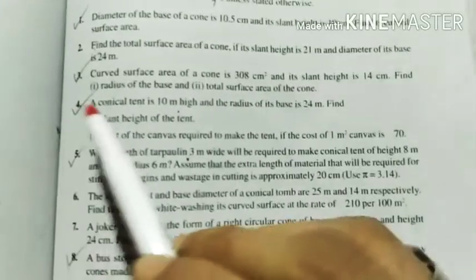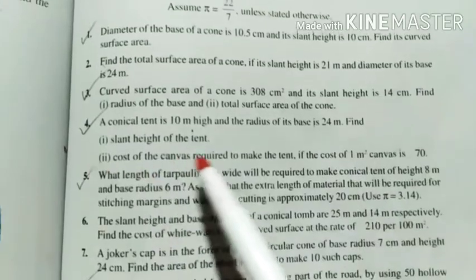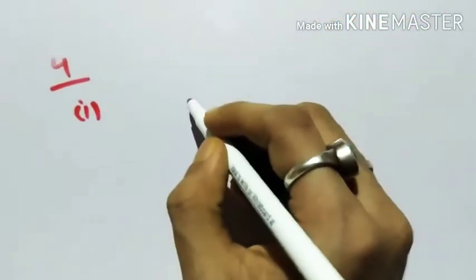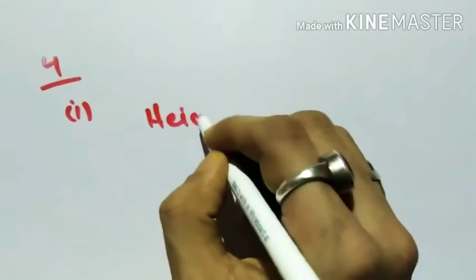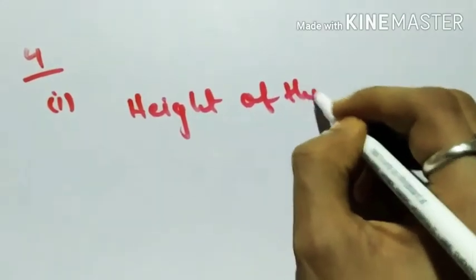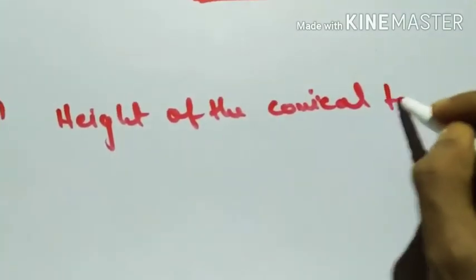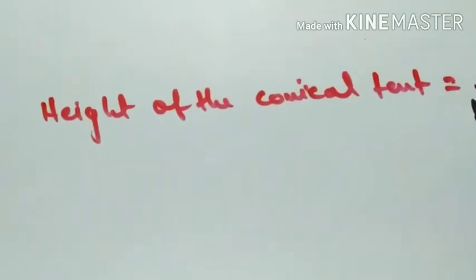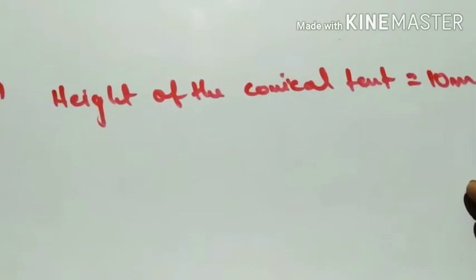Now question number 4, a conical tent is 10 meter high and the radius of its base is 24 meter. Find the slant height of the tent. Okay, question number 4, number 1, it is given conical tent is 10 meter high. Height of the conical tent, it is given as 10 meter.